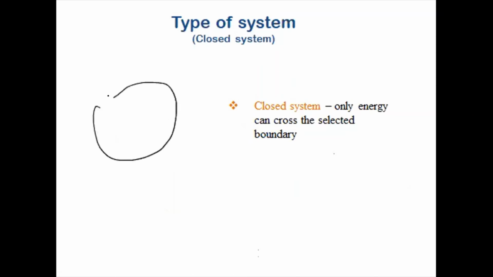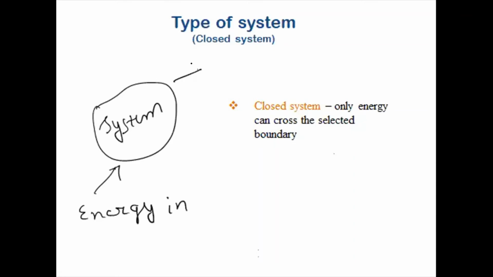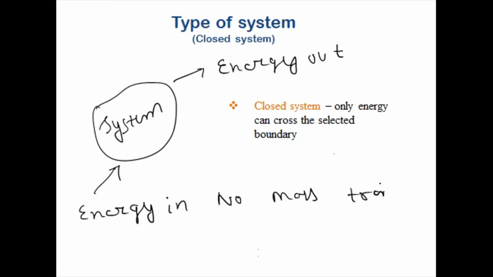Let's say this is a system. From that system, energy transfer is possible. That means energy in is possible, and energy out is also possible, but there is no mass transfer. So only energy can cross the selected boundary in the closed system.